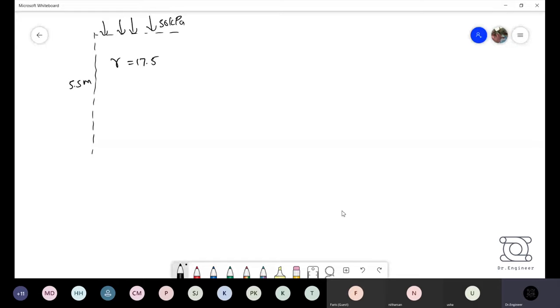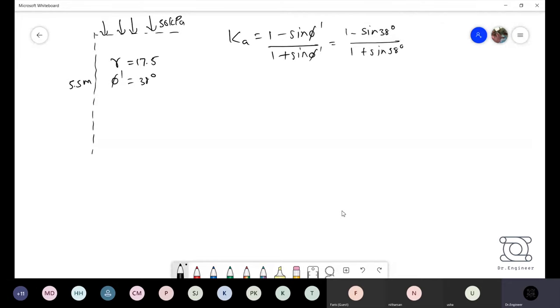So Ka, there is an equation. This is 1 minus sine phi over 1 plus sine phi. So you can just substitute 38 degrees here and find the value. That is 1 minus sine 38 degree over 1 plus sine 38 degree. So it gives a value of 0.238.